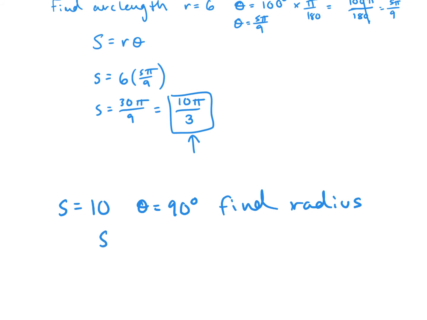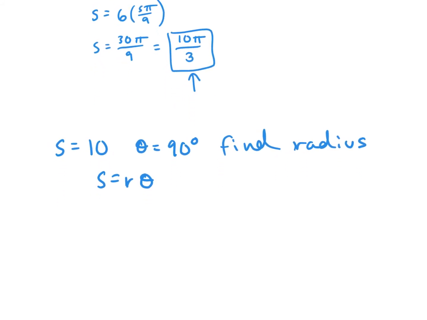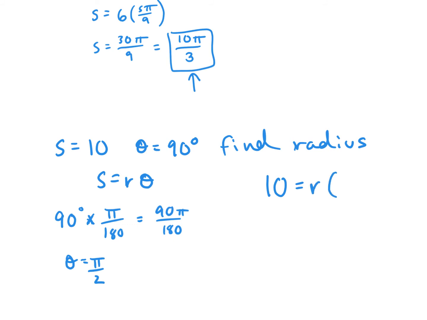So we're using the same formula. Arc length is equal to r times theta. What does theta have to be in? Radians. So first thing I need to do is convert. So how do I convert 90 degrees to radians? Times pi over 180. So this would be 90 pi over 180, which simplifies to pi over 2. So theta is pi over 2. So I'm going to plug my arc length in, which is 10. That's equal to r times pi over 2.